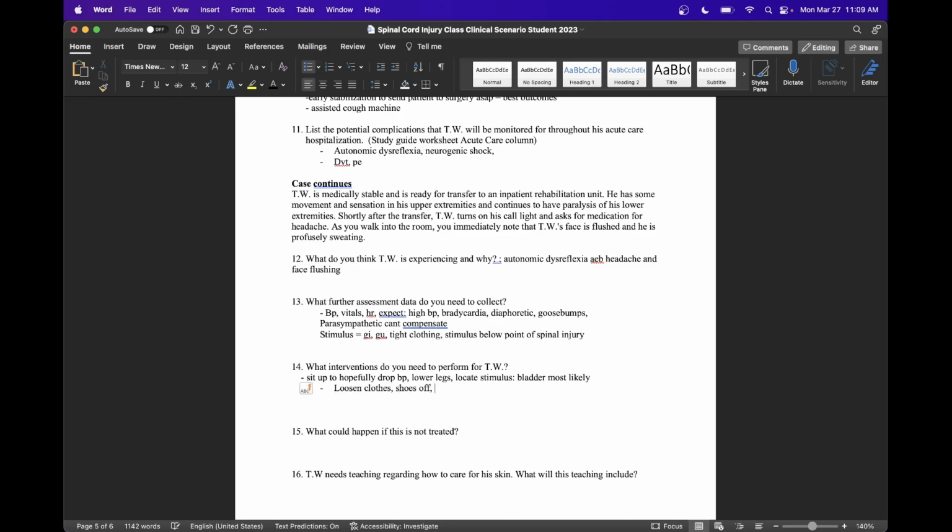If it doesn't, then what? Then we're gonna need medications. What kind of medication? Something to lower the blood pressure. Yeah. So a vasodilator. Maybe a nitroglycerin, nifedipine.